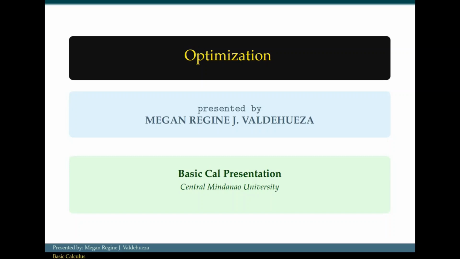Good day, everyone. We will discuss optimization using calculus. This topic represents one of the most important applications of calculus. So what is the importance of optimization in every decision process? Or how will you maximize or minimize something when you go to school, when you go shopping, or when you go to church?